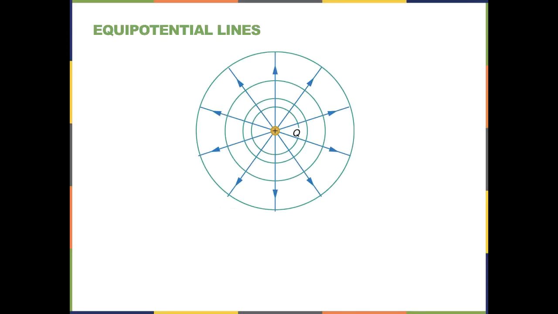Moving on, we're now going to talk about equipotential lines. Those are lines that represent spots that have an equal amount of electrical potential and require no work to move along.